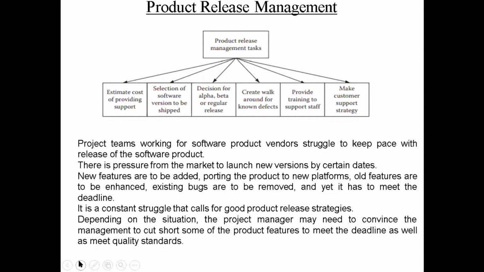And also tell when will be the alpha release, the beta release, and the regular release of each version of your software. And constantly you will have to go through the software to check if there are any defects in the software, and provide training to support staff. It is not that you can go there every day and see that the software is running properly. You will have a support team, so you will have to train the support team.